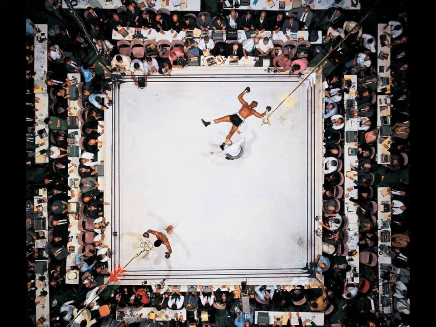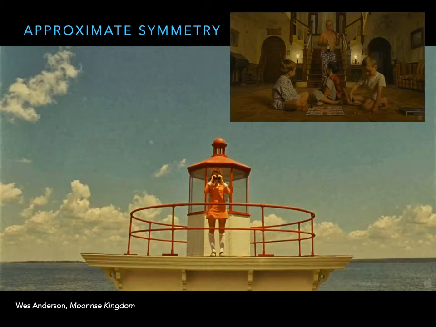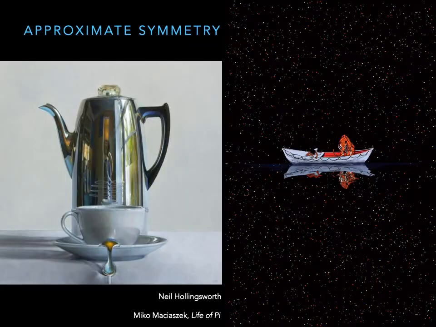Really interesting diagonal approximate symmetry. So we notice the points that change. We notice the figure on the ground who's lost and the figure who's won by that contrast. Wes Anderson films are filled with symmetry, and it's very subtle approximate symmetry. Clouds are different, figures are slightly different. A few more examples.